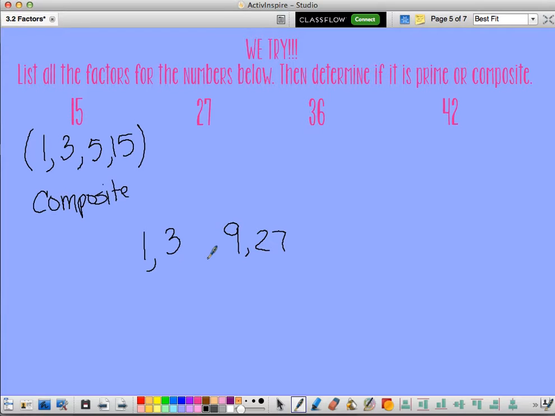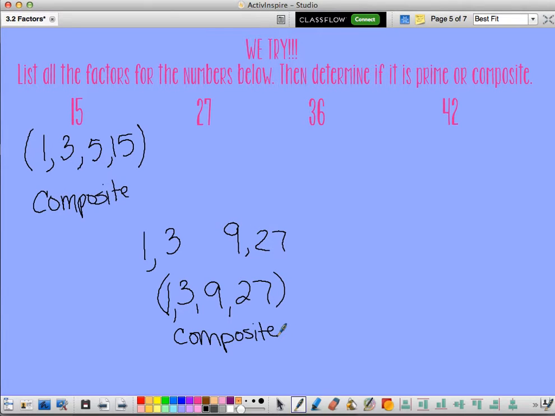So what I do here is I just list my factors, 1, 3, 9, and 27, and I put them in parentheses. Again, 27 is composite because it has more than 2 factors.